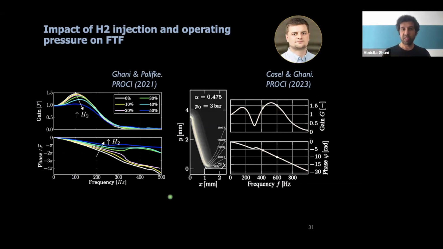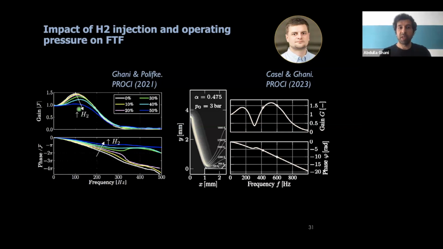So here in the paper, for example, from 2021, we investigated the impact of a pure methane flame. You inject hydrogen gradually from 0%, 10%, 20% to 50% of the fuel mass fraction. And then you obtain that the flame transfer function has very specific shifts only due to the hydrogen injection.